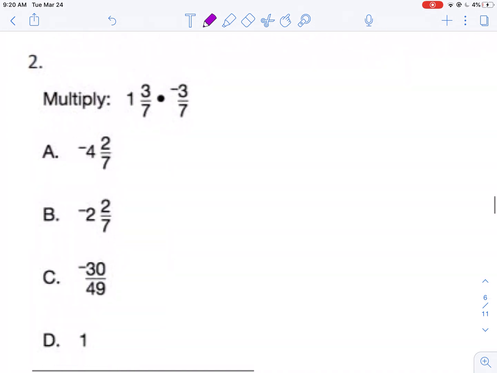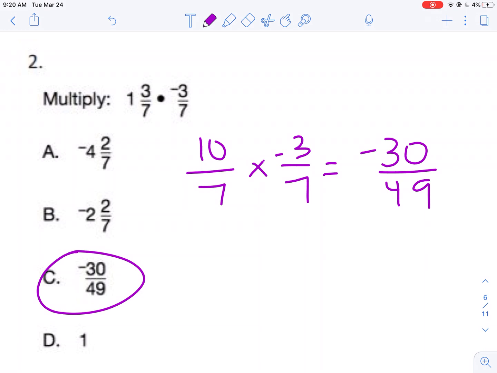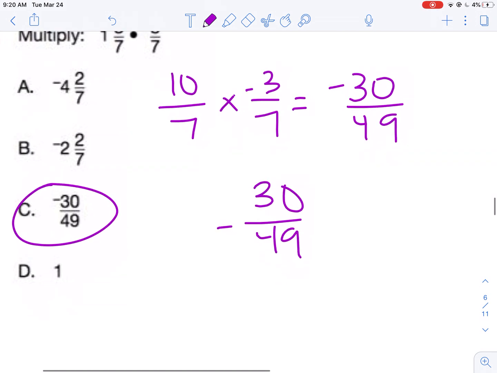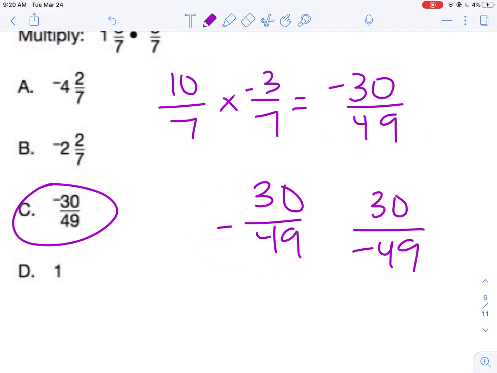Multiply 1 3/7 times -3/7. So first convert that to an improper fraction. That's 10/7 times -3/7. Then -30/49. There we go. And it doesn't matter if one of the options was 30/-49 or like more clearly -30/49. It's the same thing. These are all the same thing. If there's one negative sign, there's one negative sign in the whole fraction. It's not the same as -30/-49.